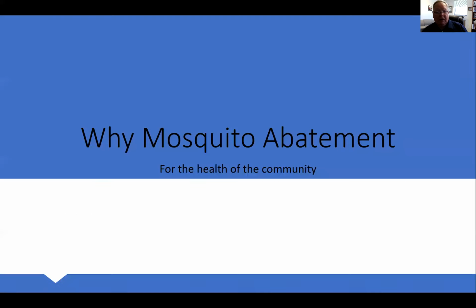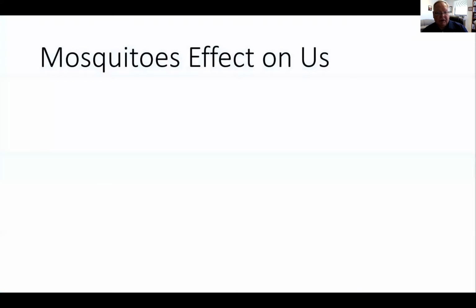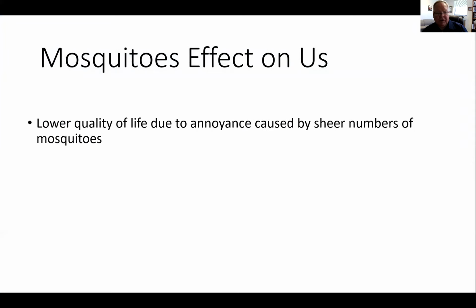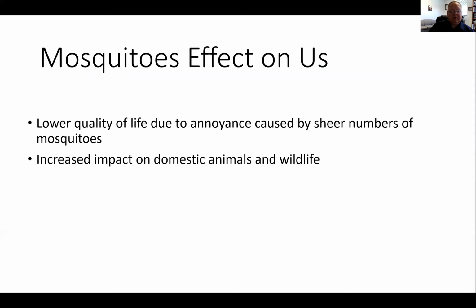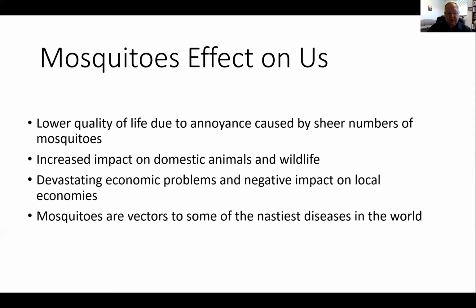Okay. Why do we do mosquito abatement? Well, it's for the health of the community. Mosquitoes, as you know, have a great effect on us. They lower the quality of life due to the annoyance caused by sheer numbers of mosquitoes. They increase the impact on our domestic animals and wildlife. They cause devastating economic problems and negative impact on local economies. People can't be in a particular area because of mosquitoes. Mosquitoes are vectors to some of the nastiest diseases in the world.